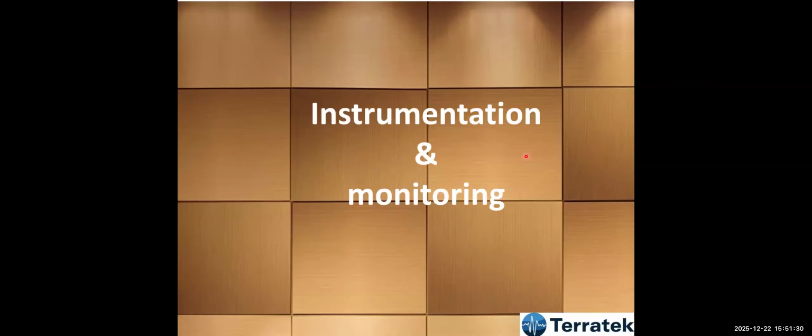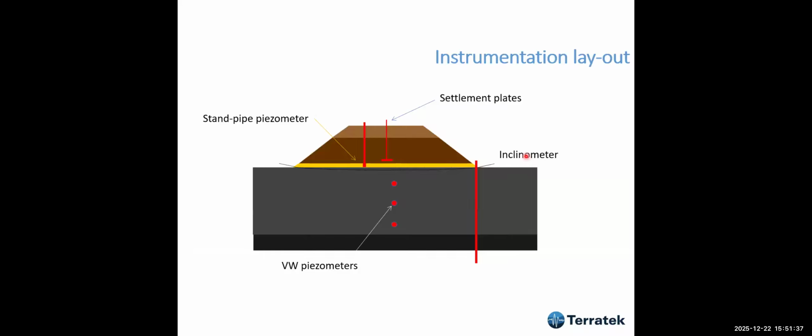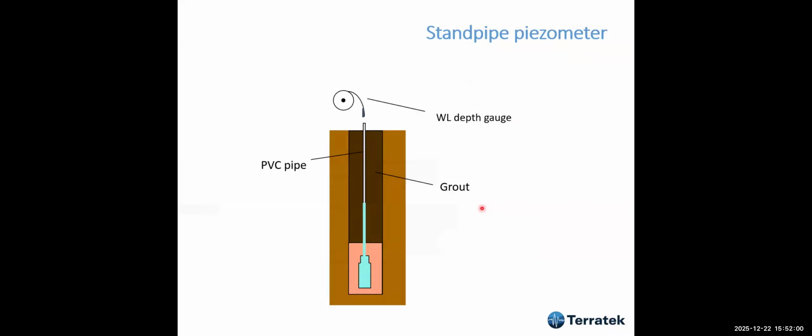Let's talk a little bit about instrumentation monitoring. Which measurements do we do? Settlements, horizontal displacement, pore pressure. This is the kind of instrumentation layout I've done most of my life. We must have settlement plates. We should have piezometers in the sand blanket just to make sure it works. Today we use vibrating wire piezometers. We don't use the old hydraulic ones, and inclinometers here.